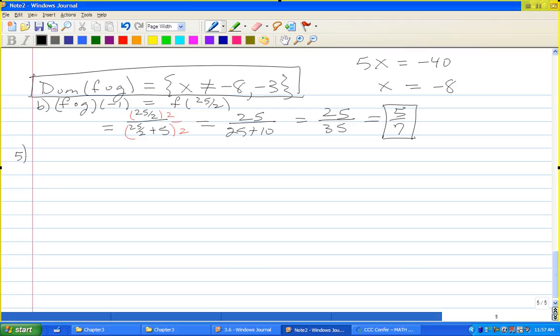Find the inverse of the following one-to-one function. Oh, it's just a linear function. F of x equals 5x minus 8 over 3. Replace f of x by y. Well, I see why they write it that way. So y equals 5x minus 8 over 3.